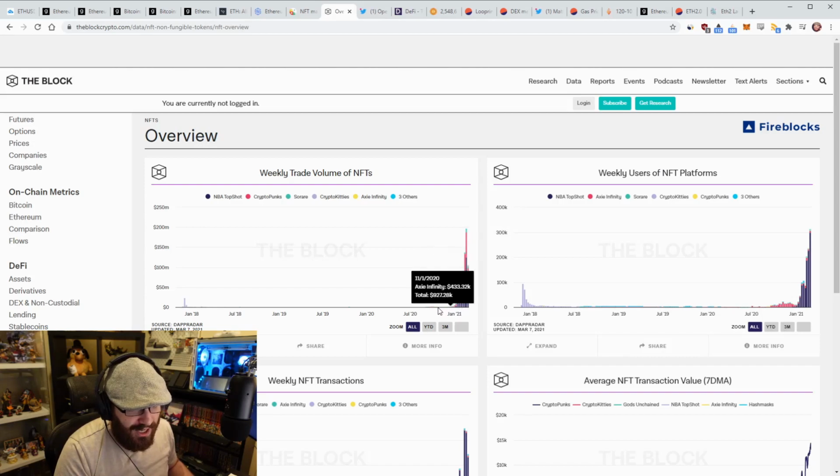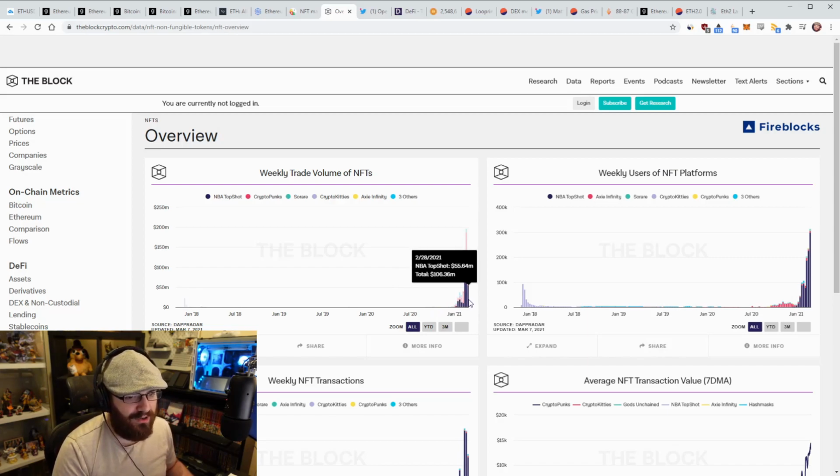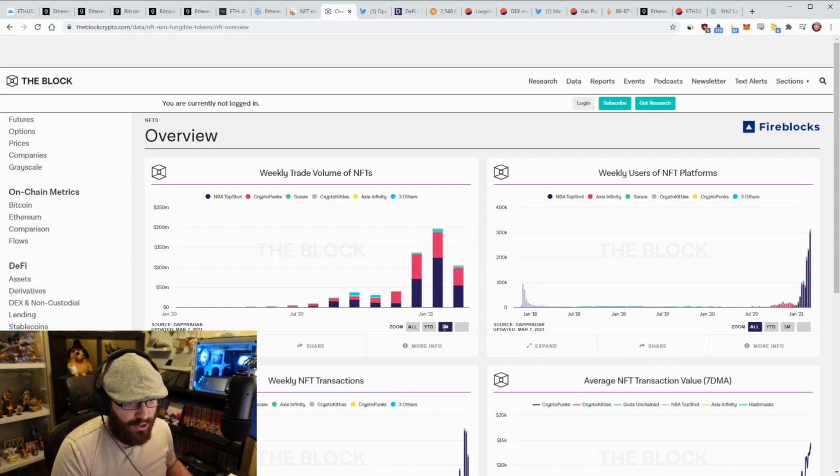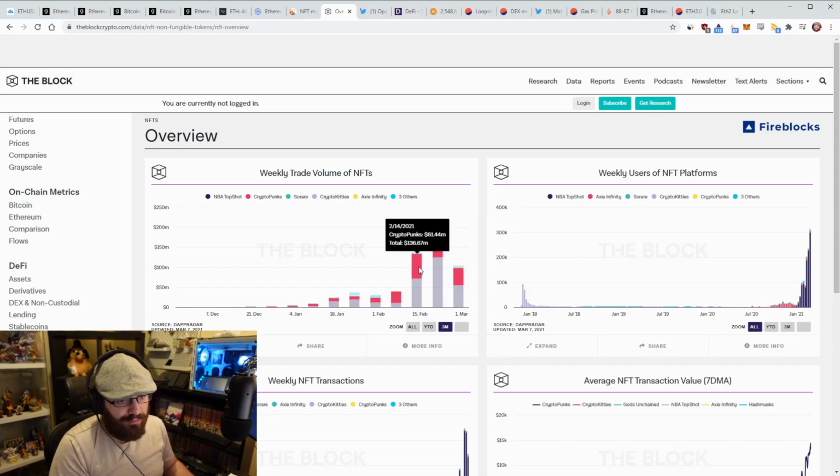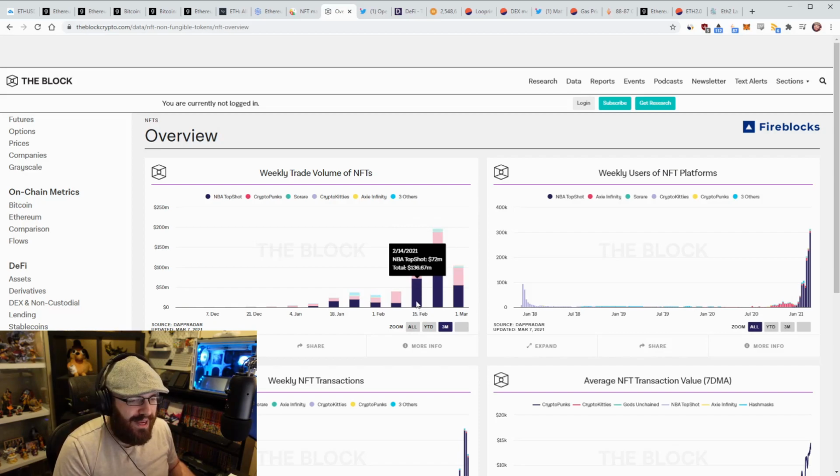I mean, look at this. NFTs weren't really a thing until recently, right? Look at this trade volume in just January and February here. If we go to just the last 3 months, you can see that February was a breakout month, where basically CryptoPunks and NBA Top Shot drove it.